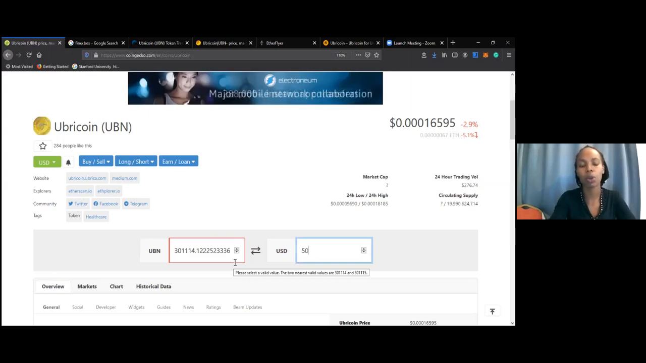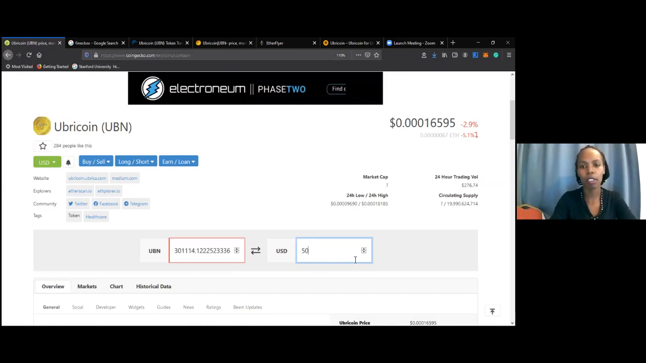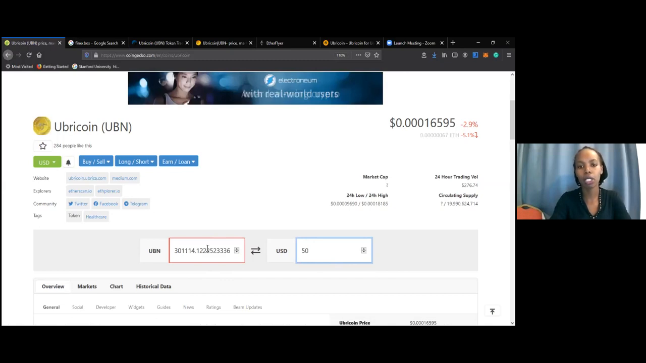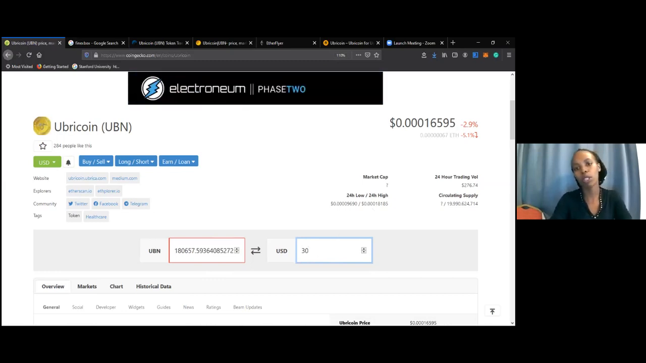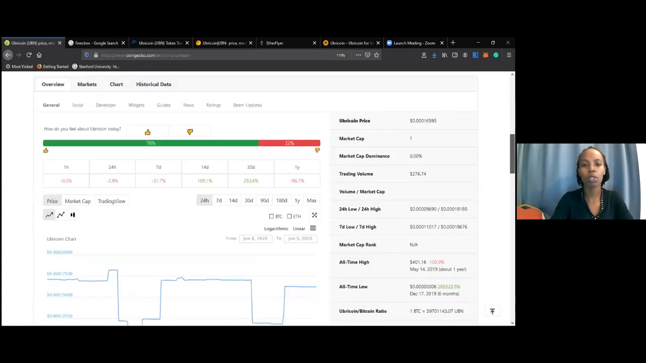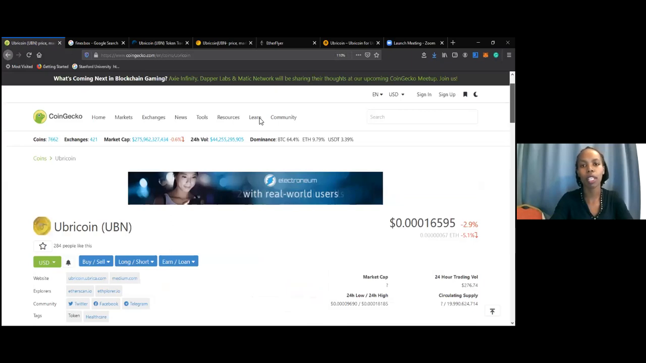So you can always make sure using CoinGecko.com at this part where they calculate the number of UBNs you're going to receive. And this is a very good thing, because there is no way you can manipulate this number. Every time I change this, the amount of UBNs will always change. If I put $30, the amount of UBNs will change. And if at all you're working with these, no one can send you fewer UBNs. So make sure that you utilize CoinGecko.com to make sure that you receive or you send the right amount of UBNs to the person who wants to buy, or if you are the one who is buying.